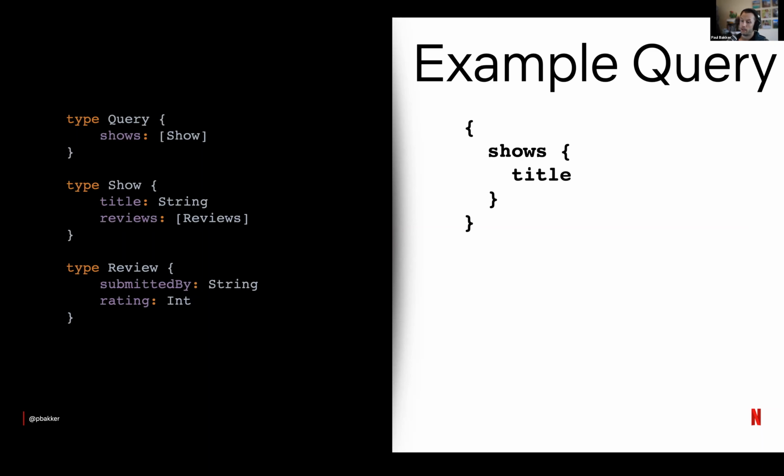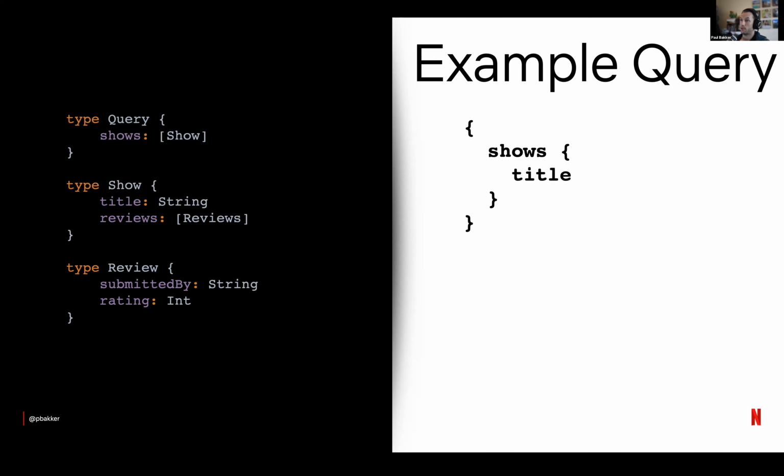So let's take a look at an example schema. In this case, we are defining our query, and our query only has one field. So we have the shows query here. The shows query returns an array or a list of show. Show is obviously a custom type, so we define a show type as well, and it's defined as having a title of type string, and it also has reviews, which is a list of reviews.